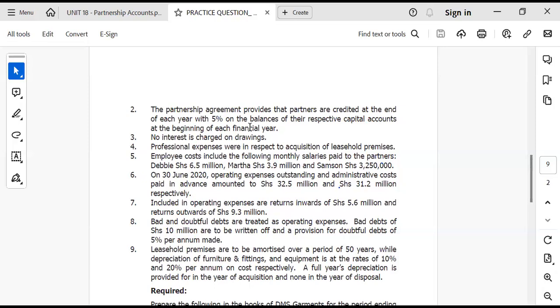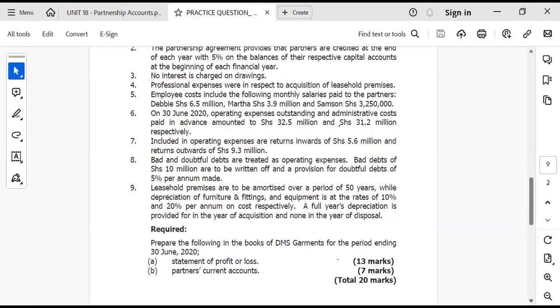Leasehold premises are to be amortized over a period of 5 years, while depreciation of furniture and fittings and equipment is at the rate of 10% and 20% per annum, respectively. A full year's depreciation is provided for in the year of acquisition and none in the year of disposal. I know you still remember this as per our lecture in NCA.